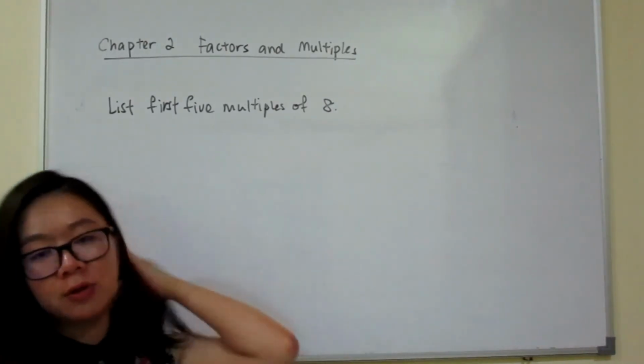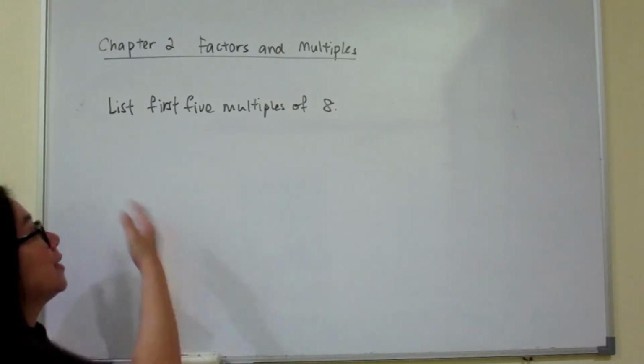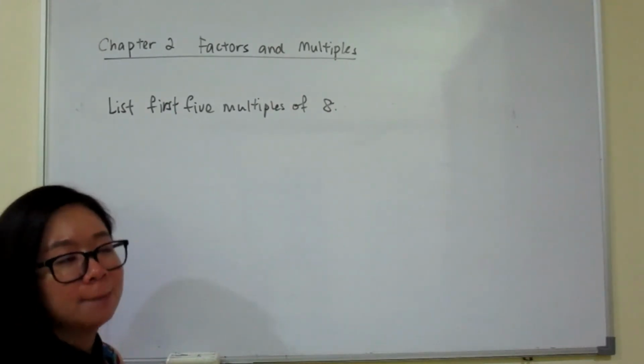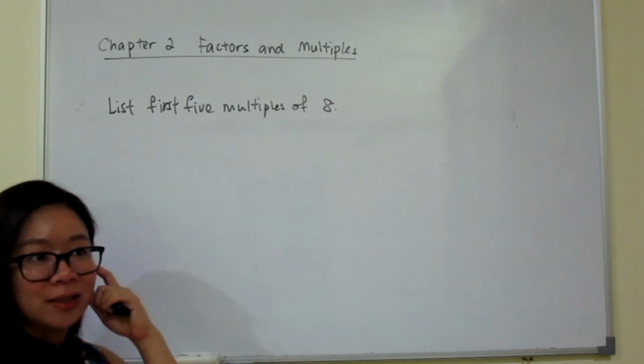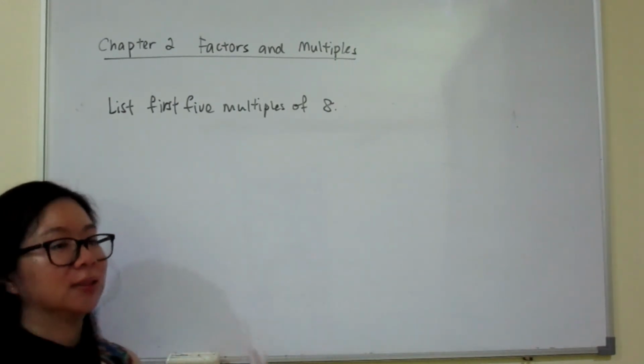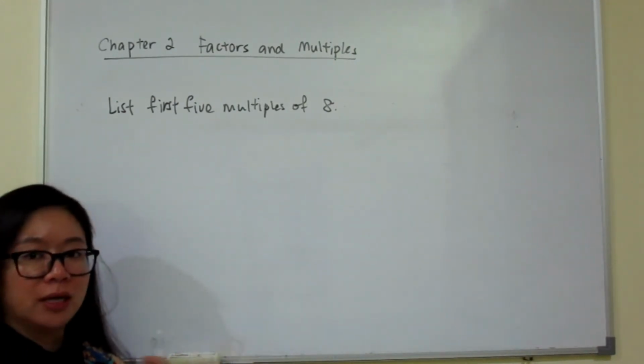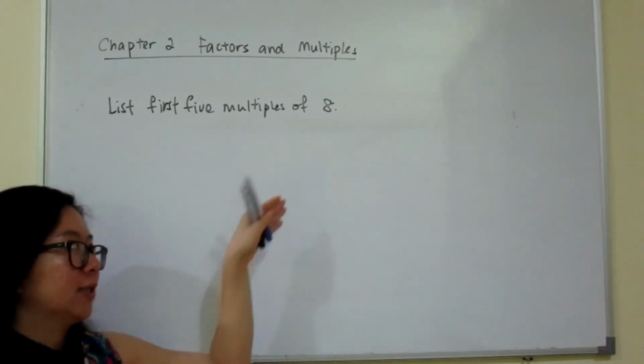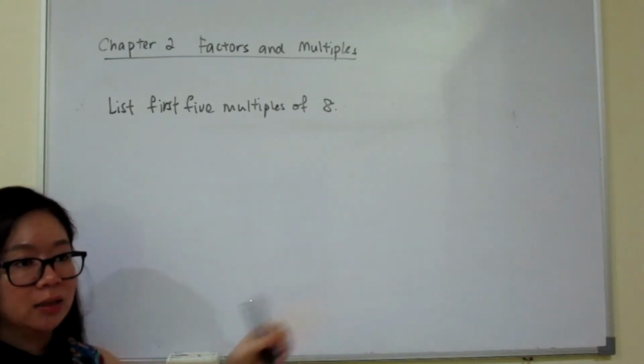Okay? So now we're going to look at the multiples. Let's list the first 5 multiples of 8. For multiples, it's not like factors. We have a limited number of factors for a number. These multiples, you can go on forever.